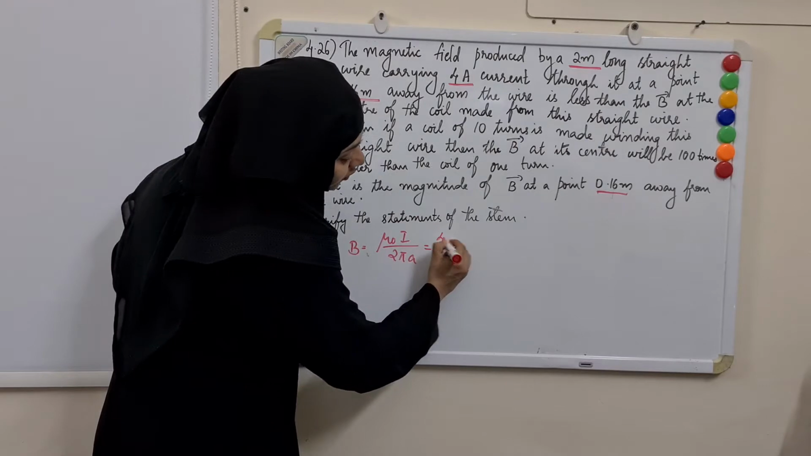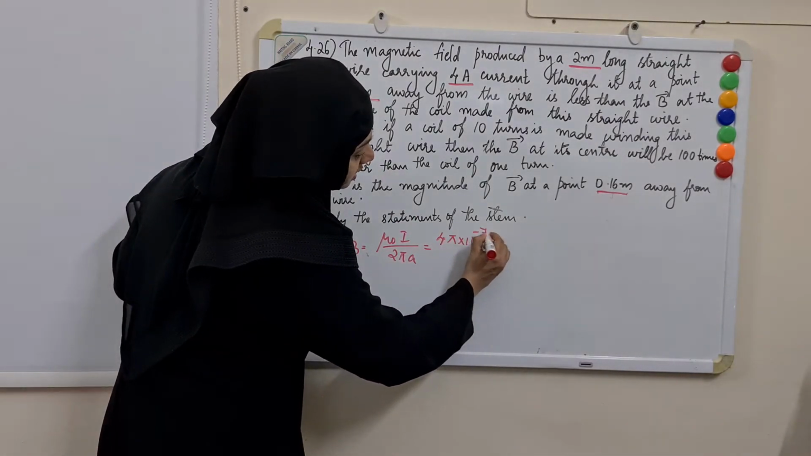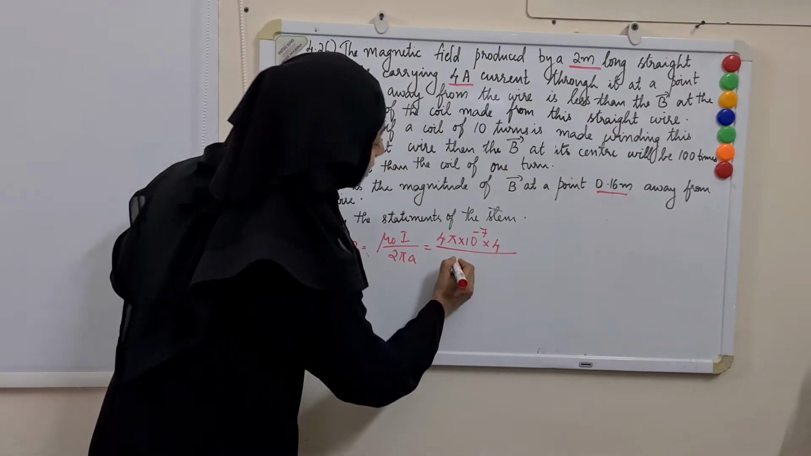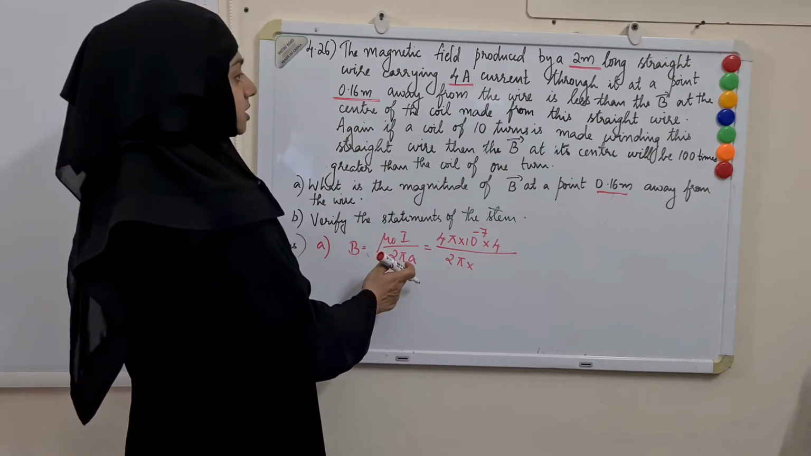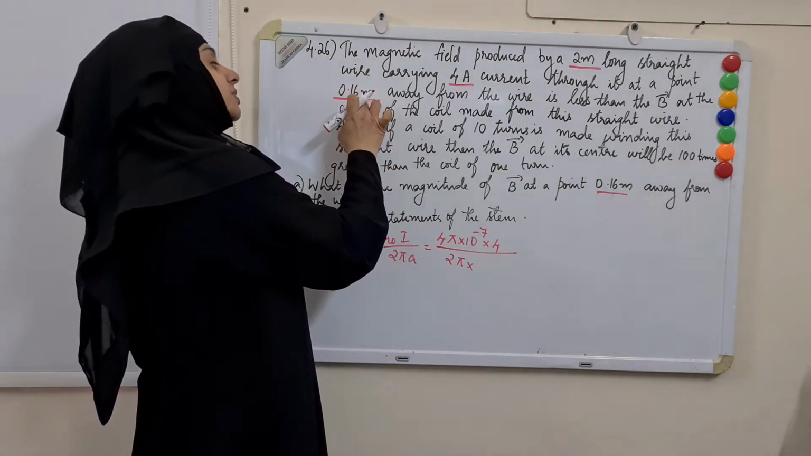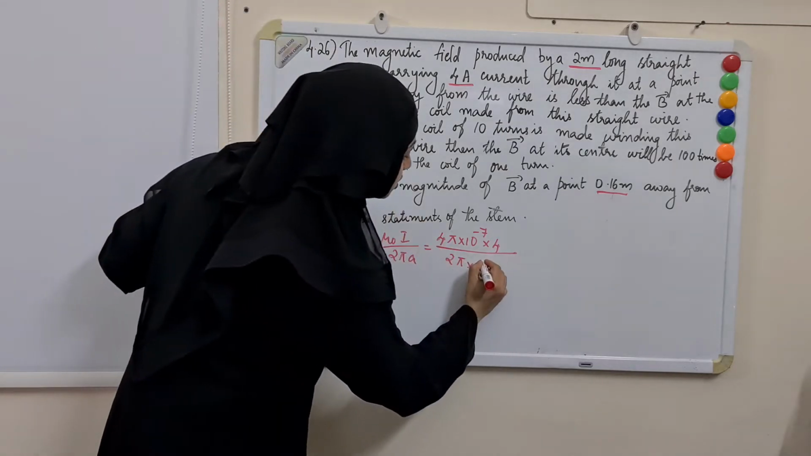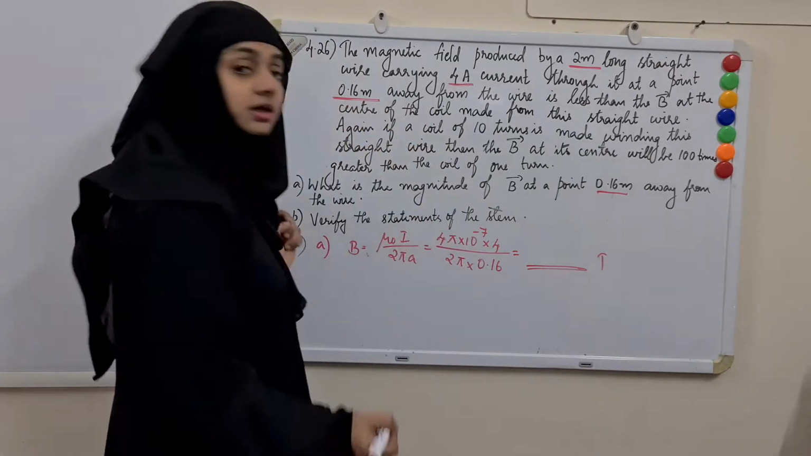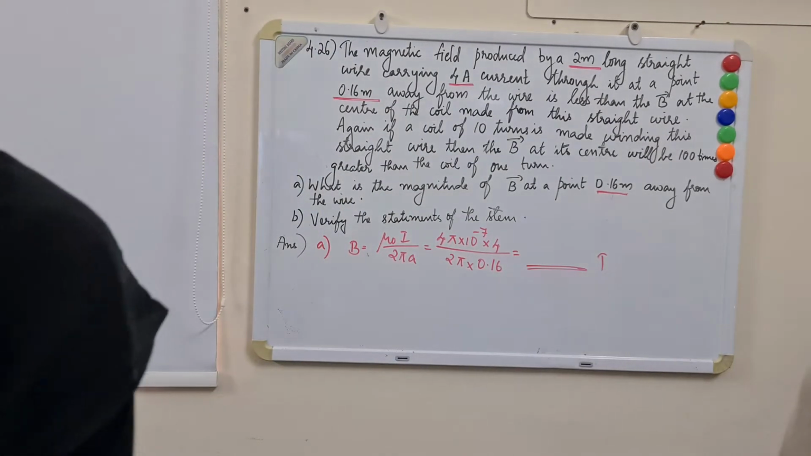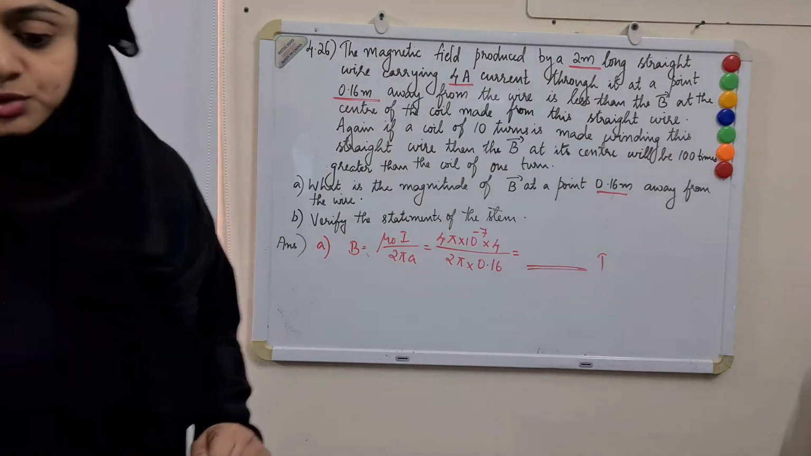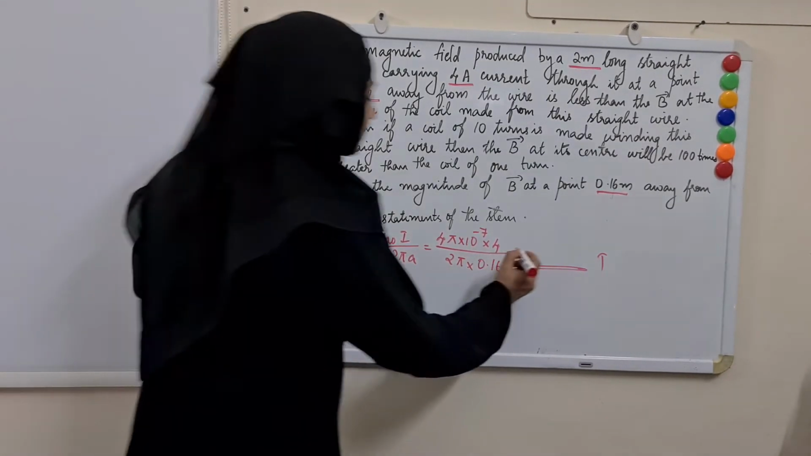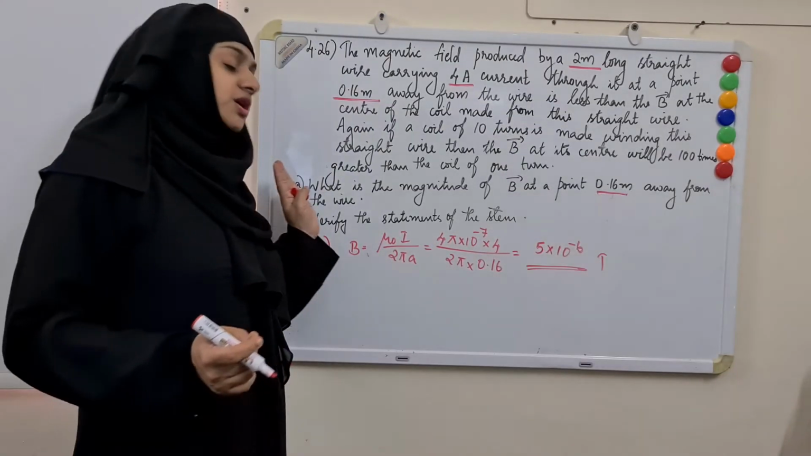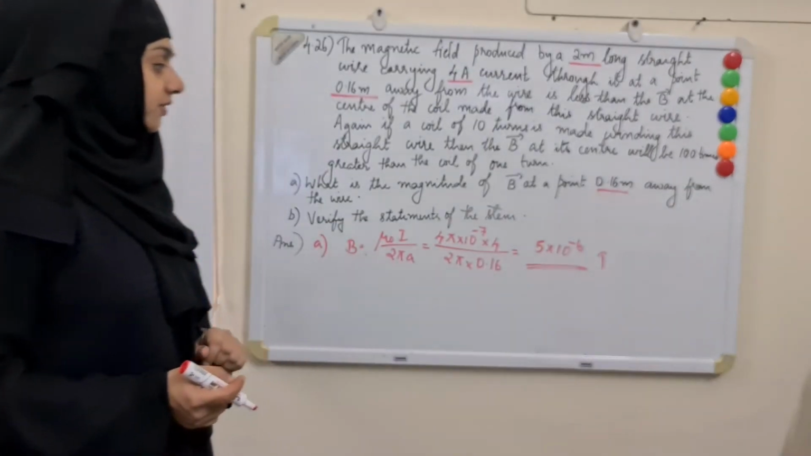Mu naught is 4 pi into 10 raised to minus 7 times current is 4 ampere divided by 2 pi times what is a? a is the distance from the wire, that is 0.16. So you can substitute these values and you will directly get the answer in Tesla. It's 5 into 10 raised to minus 6 Tesla. So this was a straightforward question. We got the value.